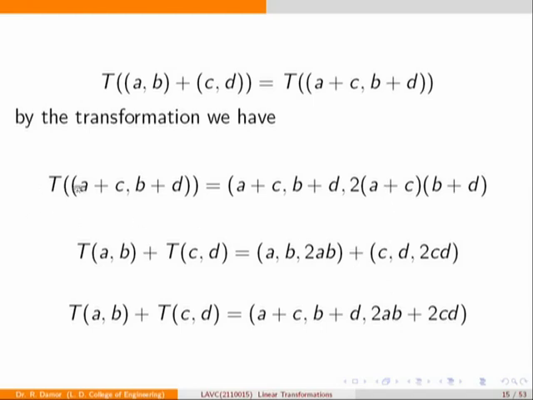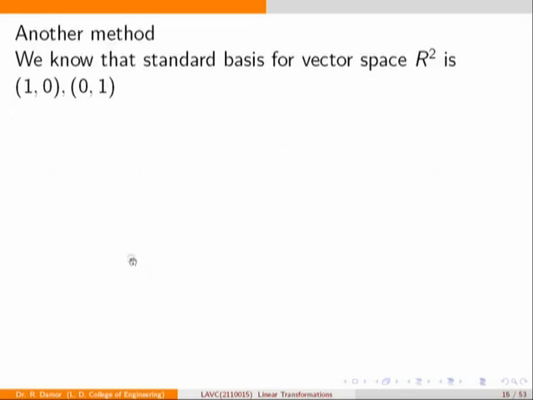So the transformation of (a + c, b + d) is not equal to the transformation of (a, b) plus the transformation of (c, d). So the transformation is not a linear transformation. Clear? Again, we have to check these two conditions and derive that this doesn't possess the additive property, so it is not a linear transformation. But the same example can be done by this also.